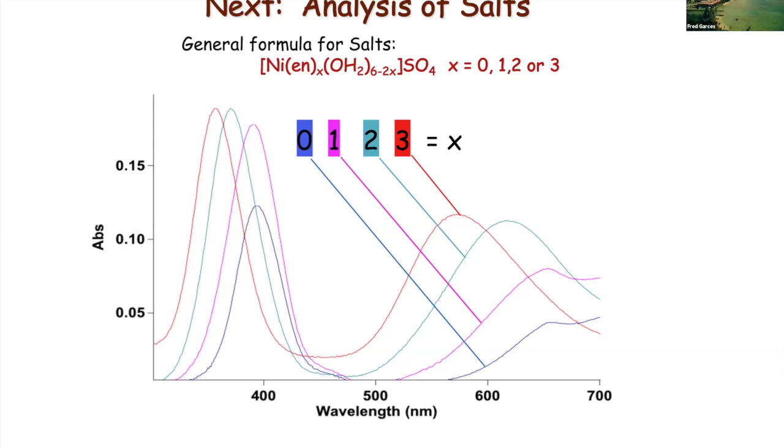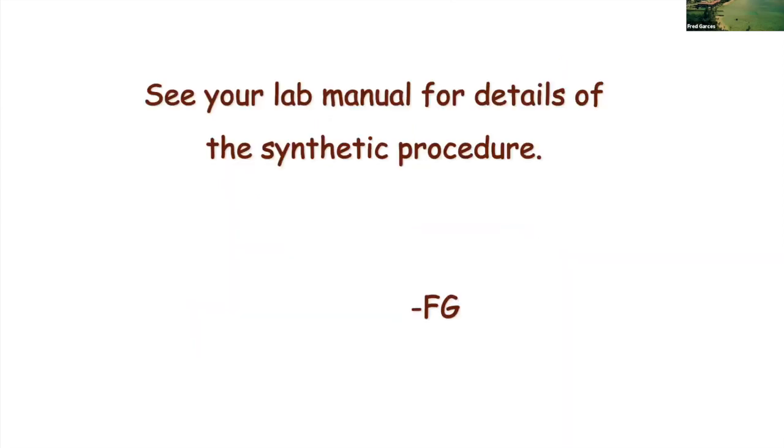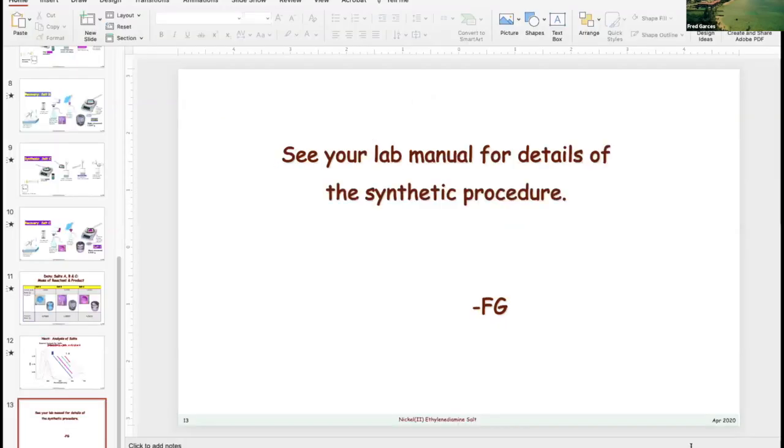Notice they have different wavelengths at which the maximum occurs. And that's because they're different colors. The different colors mean that they're absorbing light at different regions of the electromagnetic spectrum. That's what gives rise to the different colors. Okay, so that's your synthesis part. In fact, that is what you guys would have been doing today.